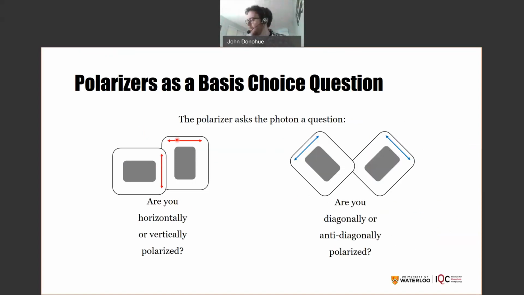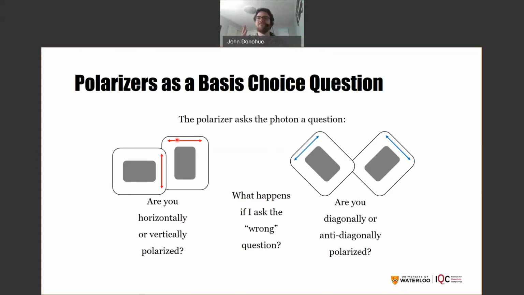Okay, so I could also ask it the question, are you diagonally or anti-diagonally polarized? So anti-diagonal being just the negative diagonal. So if I have my diagonal polarizer here and I bring in a negative diagonal polarizer, same as we saw with horizontal and vertical, that blocks out basically all of the light. So I can ask the photon this question, and if it's diagonally polarized, it's going to pass through. If it's on the negative diagonal, it's going to be absorbed.